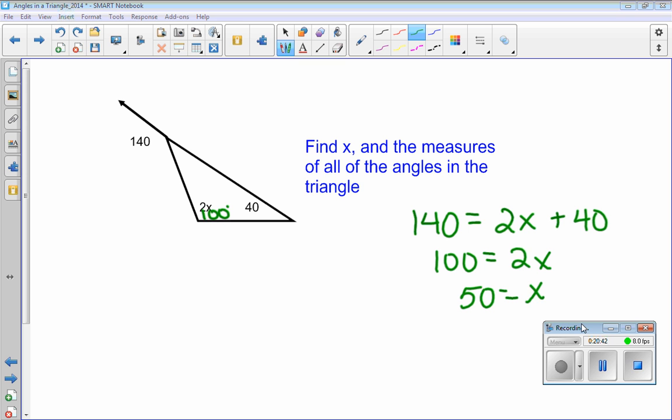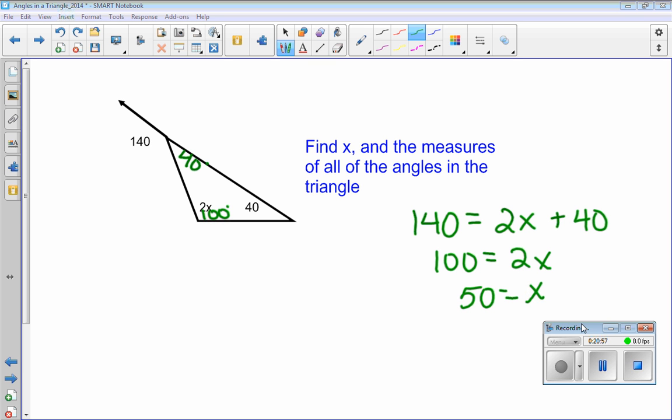Yes, Lucia? Alright, give me the other one. Since that's a straight line, you do 180 rather than 40. We have a linear pair, don't we? So she's saying with the linear pair, I know this is 40 degrees, if they have to be 180.